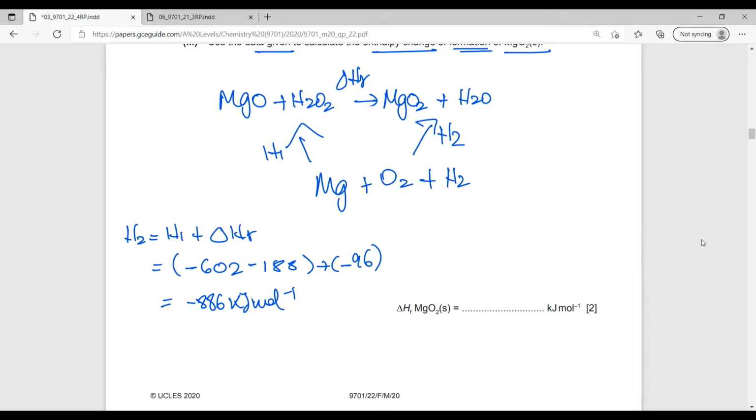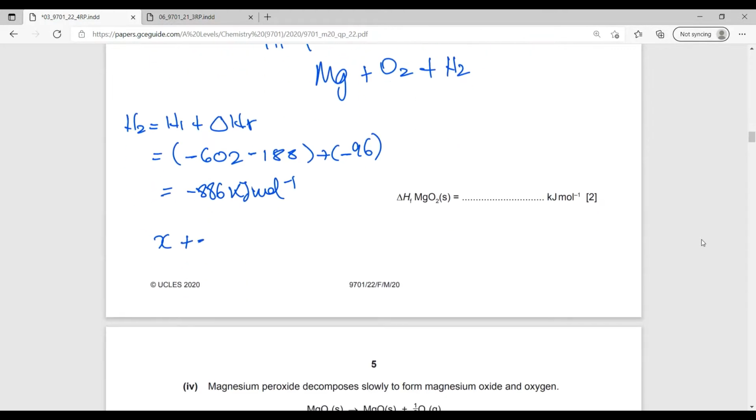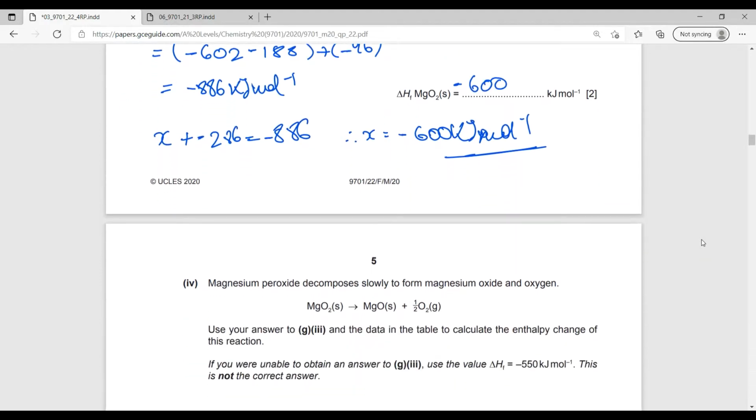And H2 is composed of the enthalpy change of formation of MgO2 and H2O, right? So you make that as x plus minus 286 is equal to minus 886. So when you move this to this side, minus 886 plus 286 will give you minus 600 kJ mole minus 1. Simple, right? You have to write the sign. It is very important.